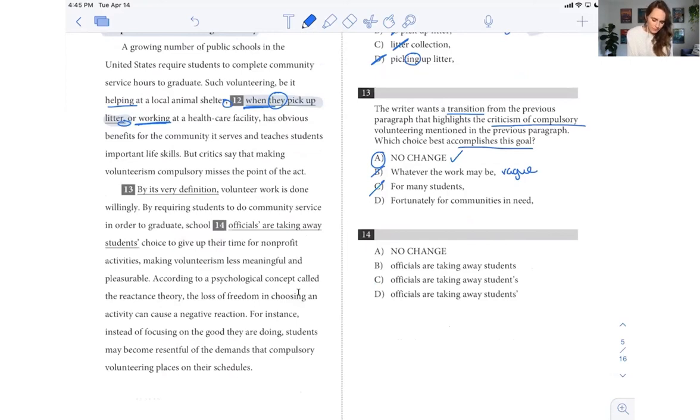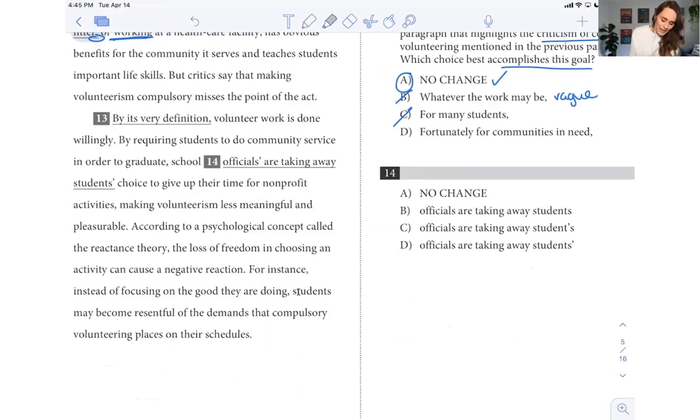For number 14, so here we can already see we have two issues going on. We have, is it singular or plural? And also, does it need that apostrophe? So I'm going to look at it separately. So by requiring students to do community service in order to graduate, school officials are taking away students' choice to give up their time for nonprofit activities. Ooh, and I have the same issue here, like a double trouble one. So let's just first think about how many school officials are there. There's probably a bunch. So we want officials to be plural. And then we can also think about, do we need an apostrophe here?